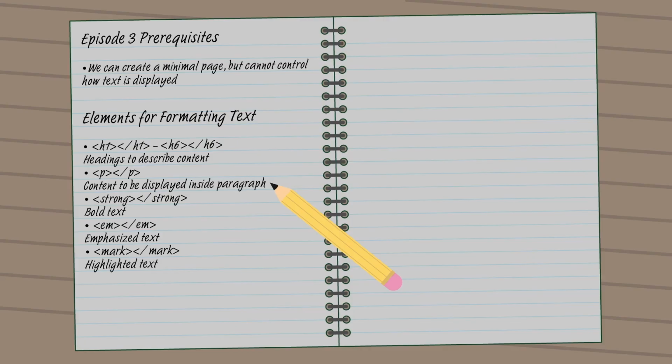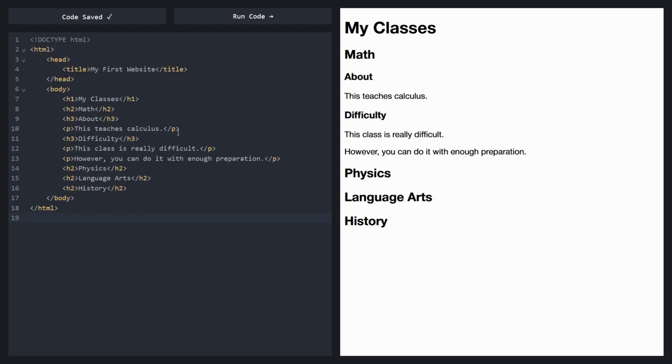and the mark element. These three elements are mainly meant to be used in the primary content of the page, like paragraphs, for example. And so the strong element makes text bold. So if we wanted to put really difficult in bold, for example, we could do strong like this, and then drag really difficult inside of it. Now if we run the code, you can see it's bold now.